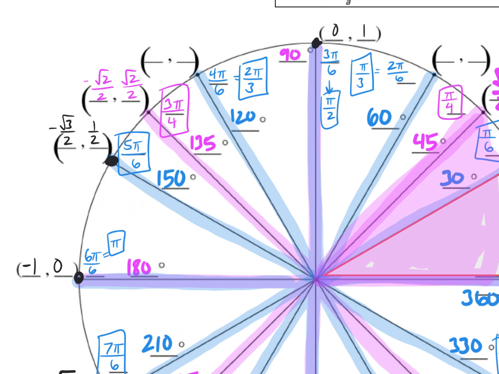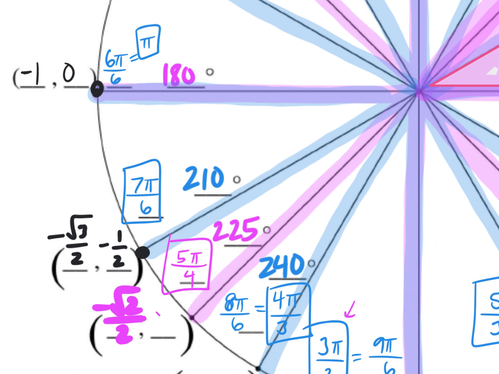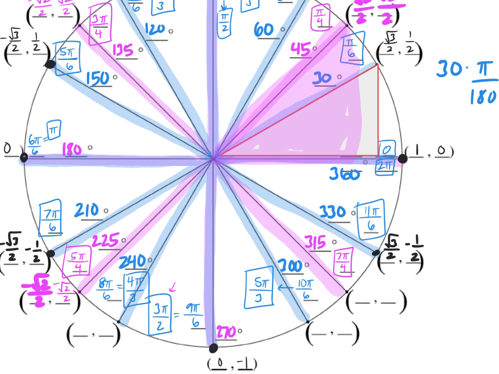In the third quadrant, they're both going to be negative. So I'm going to have negative square root of 2 over 2 and negative square root of 2 over 2. And then my fourth quadrant, I'm going to have a positive followed by a negative.